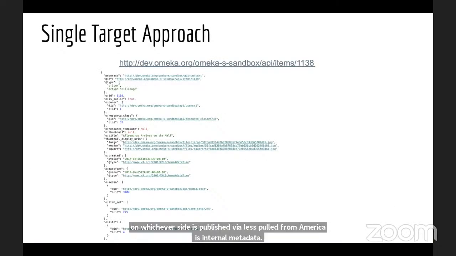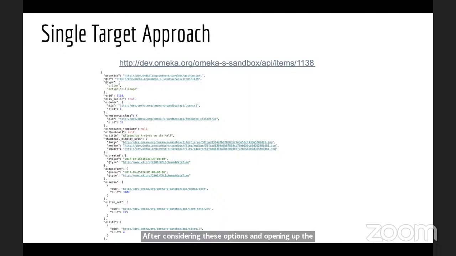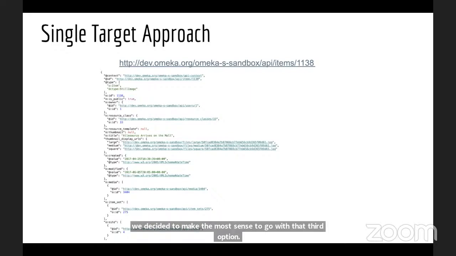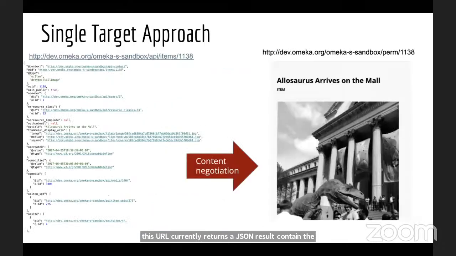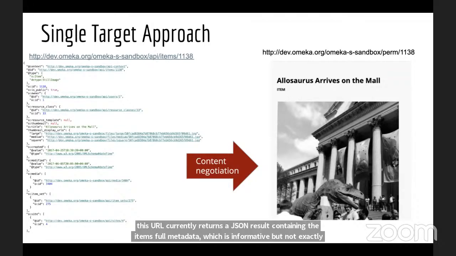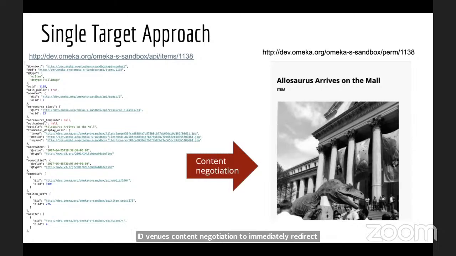After considering these options and opening up the question to the larger Omeka S forum community, we decided it made the most sense to go with that third option. A key piece of this decision is that there already exists a stable, non-changing URL for each item in Omeka S accessible via the API. Now, this URL currently returns a JSON result containing the item's full metadata, which is informative, but not exactly user-friendly. So our plan is to make that API JSON result the initial target for each item's PID, then use content negotiation to immediately redirect the user to the more visually appealing site-agnostic item landing page. This should hopefully also future-proof the PID implementation, since we plan to keep that API URL for each item stable and unchanging going forward, even if we need to finesse the content negotiation bit for future versions.